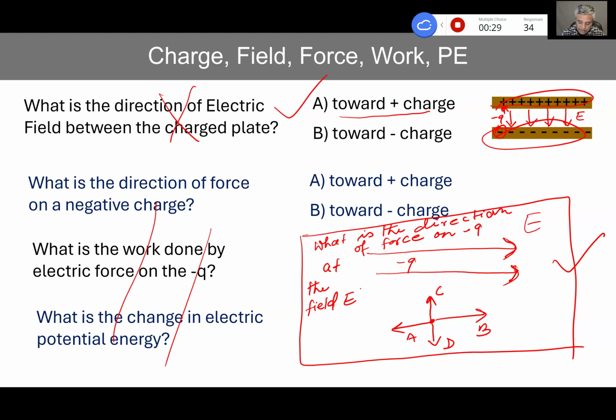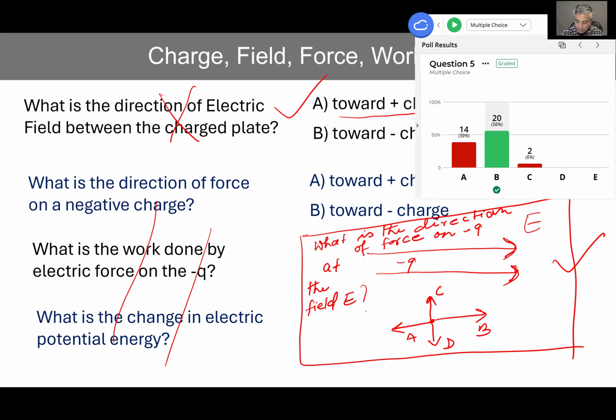5 more seconds. 5, 4, 3, 2, 1, and it stops. Okay, let's see what we got here. Oh, what happened? What happened? Okay, I think that was that.